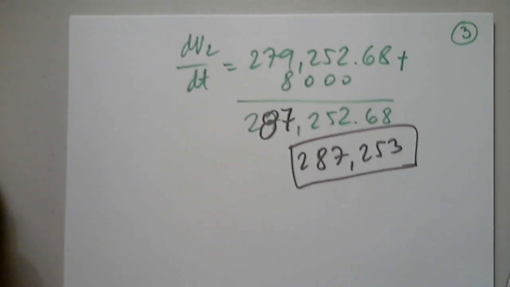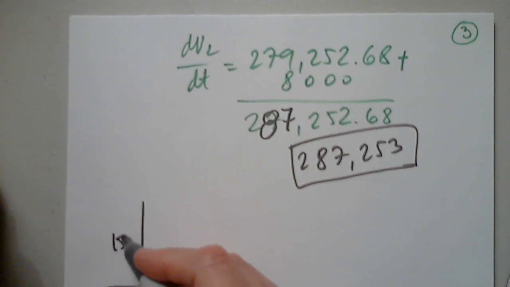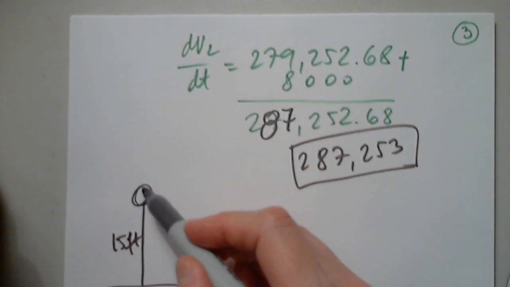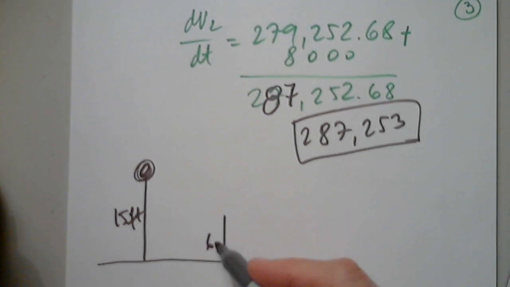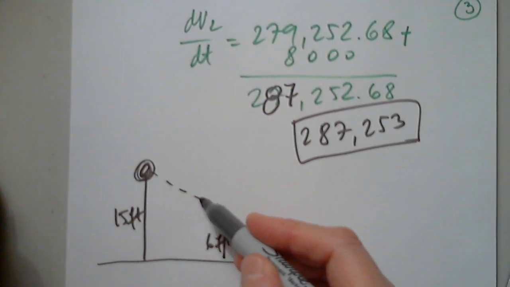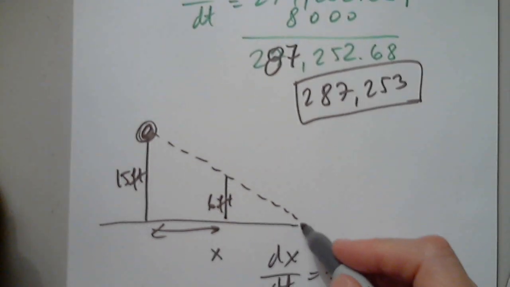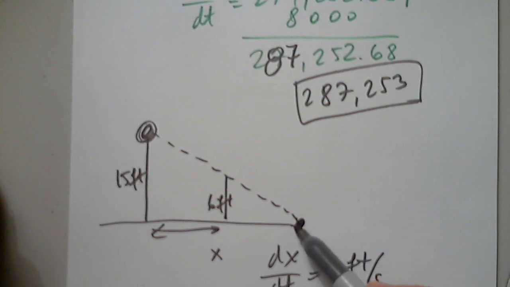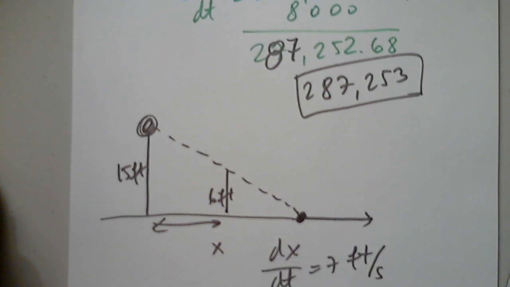Yes, I'm ready. Okay, so a streetlight is mounted at the top of a 15-foot pole. A man 6 feet tall is walking away from the pole with a speed of 7 feet per second along a straight path. How fast in feet per second is the tip of his shadow moving when he is 45 feet from the pole? Okay.